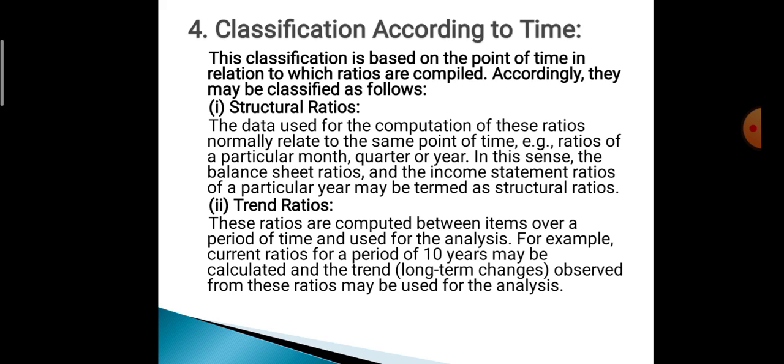Now, coming to trend ratios, these ratios are computed between items over a period of time and used for analysis. For example, current ratios for a period of 10 years may be calculated, and the long-term changes observed from these ratios may be used for the analysis. So, trend ratios are computed from data relating to different periods of time.